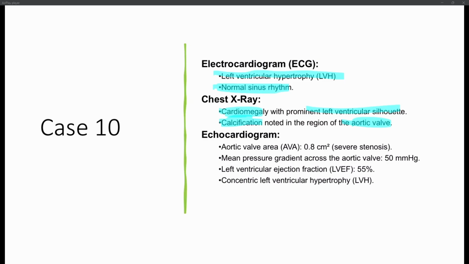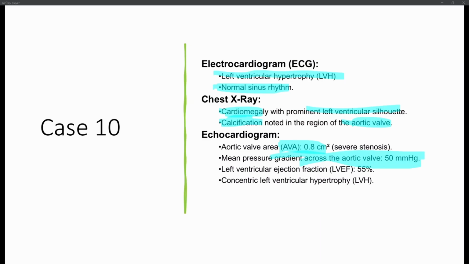Echocardiogram shows an aortic valve area of 0.8. What is a normal aortic valve area? It's like 4 to 5. Okay, this is really, really low. It's called severe stenosis. We also show a mean pressure gradient across the valve at 50.